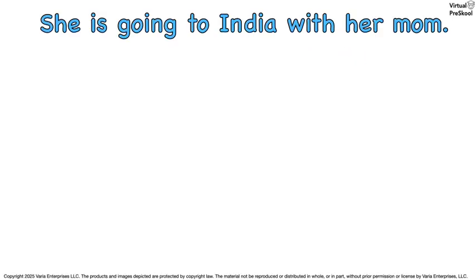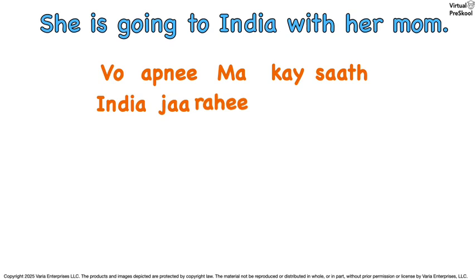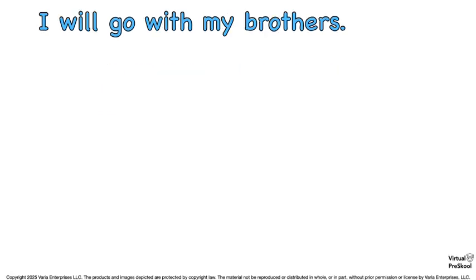All right, let's get back to it. She is going to India with her mom. How would we say this in Hindi? वो अपनी माँ के साथ इंडिया जा रही है. वो अपनी माँ के साथ इंडिया जा रही है.